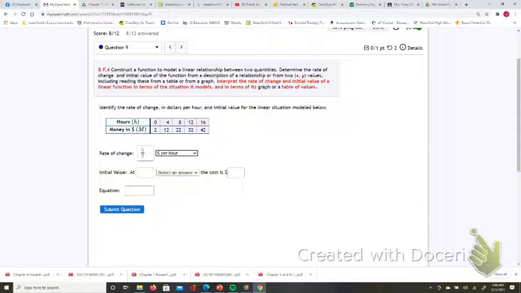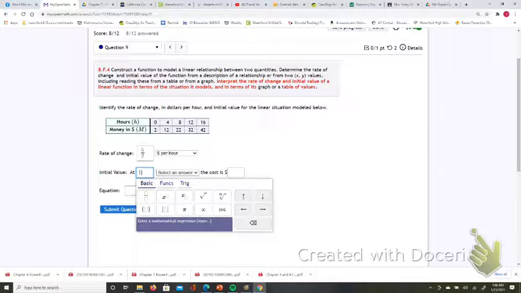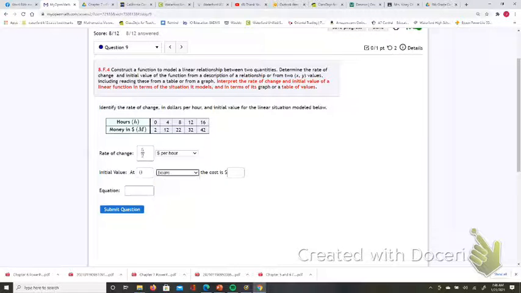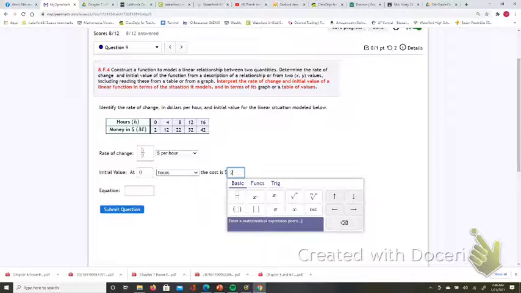Okay, then we need the initial value. Remember that the initial value is always at 0. Now, 0 what? It's always where the X is 0. So if we look at the hours, see how when the hours is 0, the cost is how much money? Well, at 0 hours, isn't the cost $2? So $2. Okay, now we write the equation.